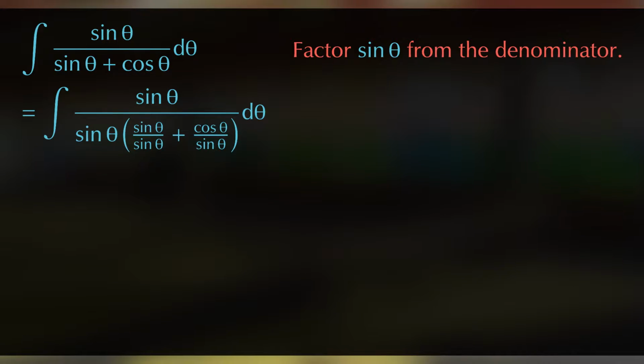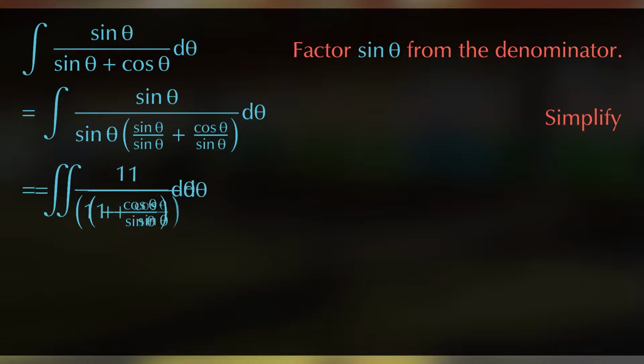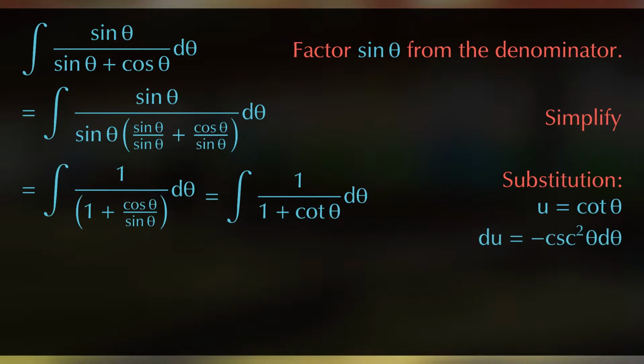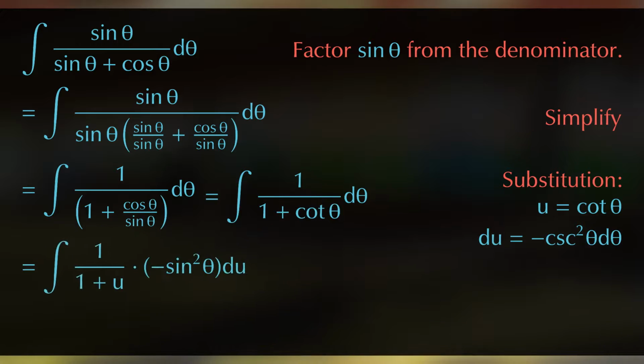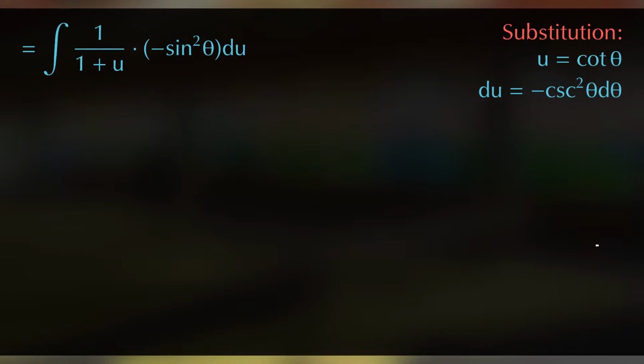Let's factor sine theta from the denominator. We'll simplify things a bit, and we get 1 over 1 plus cotangent theta. Now, let's make the substitution u equal cotangent theta. Then du will be minus cosecant squared theta d theta. Rearranging gives us that d theta is minus sine squared theta du. Let's substitute that in. We need to write sine squared theta in terms of u.